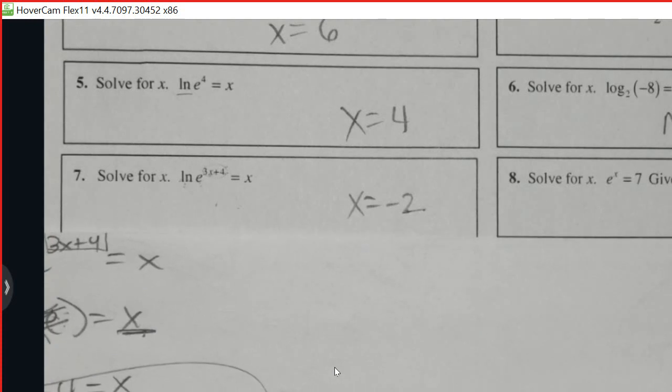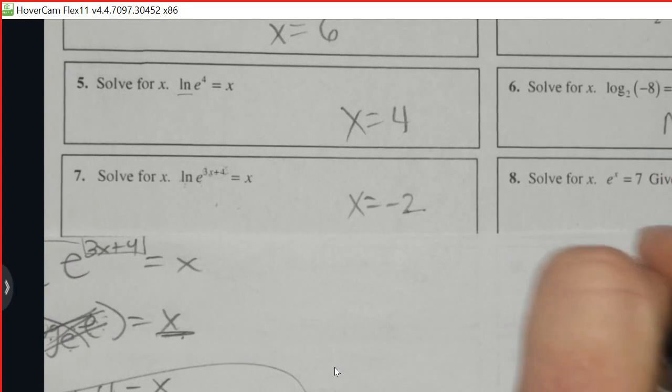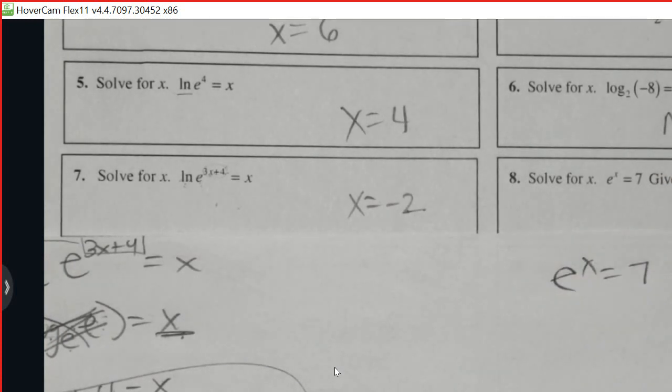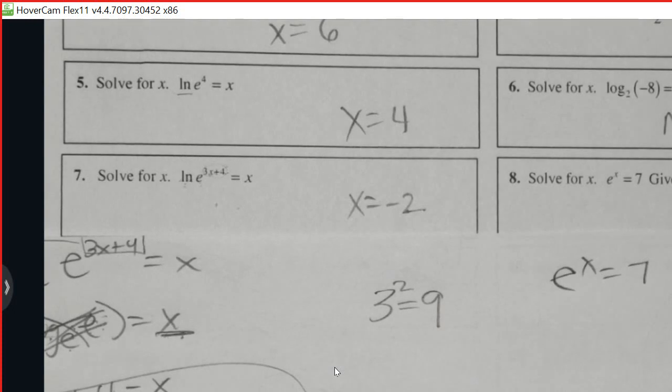Let's go on right now to number 8. In number 8, the sole reason why we learn about logs is when we have a variable in an exponent position, it's impossible to solve unless we could do mental math. Like I'm giving you an example here. This is the common example I've used throughout the chapter.